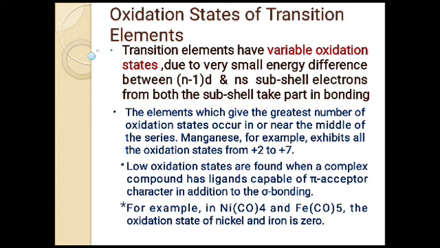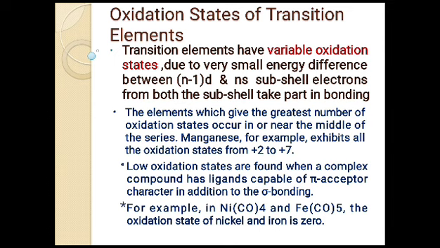Oxidation state of the transition elements. Transition elements have variable oxidation states due to very small energy differences between the (n-1)d and ns subshells, so electrons from both subshells take part in bonding. The elements with the greatest number of oxidation states occur in or near the middle of the series. Manganese, for example, exhibits oxidation states from +2 to +7.